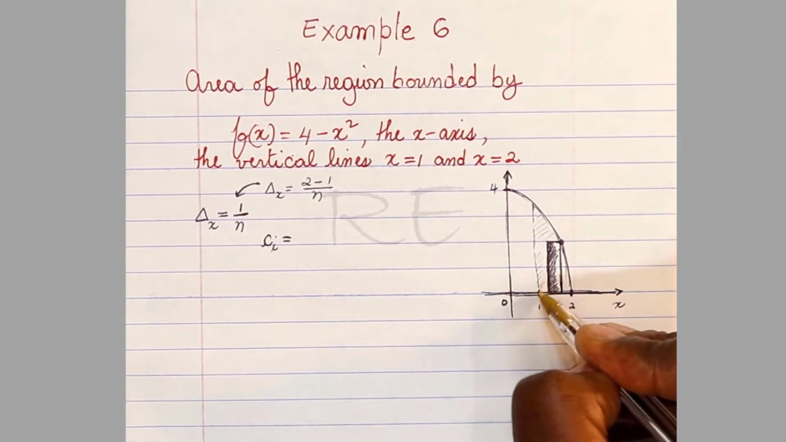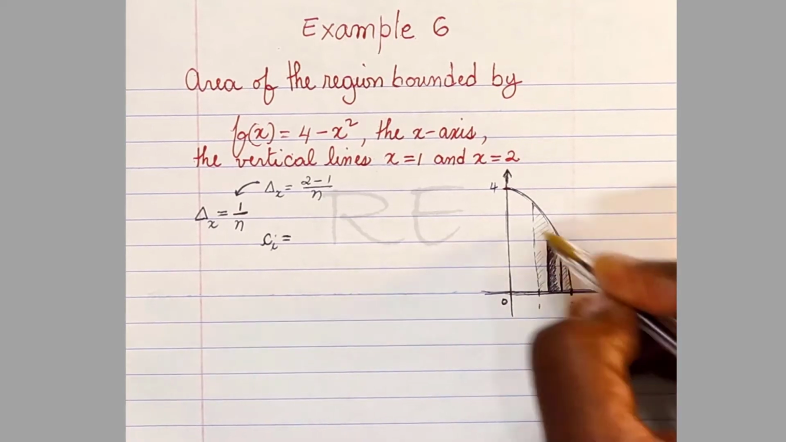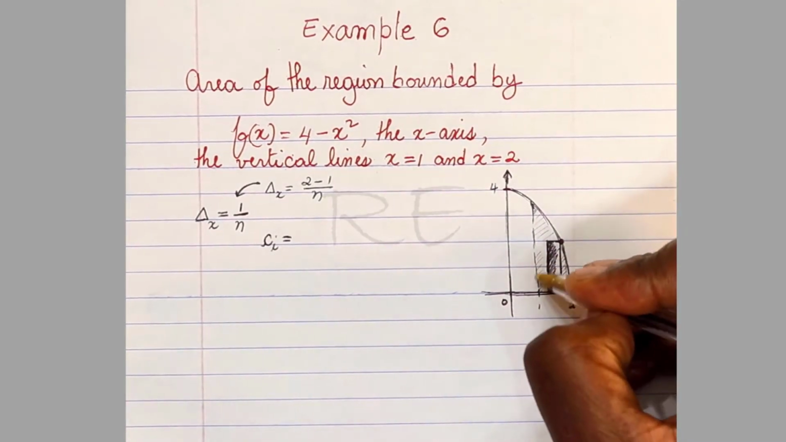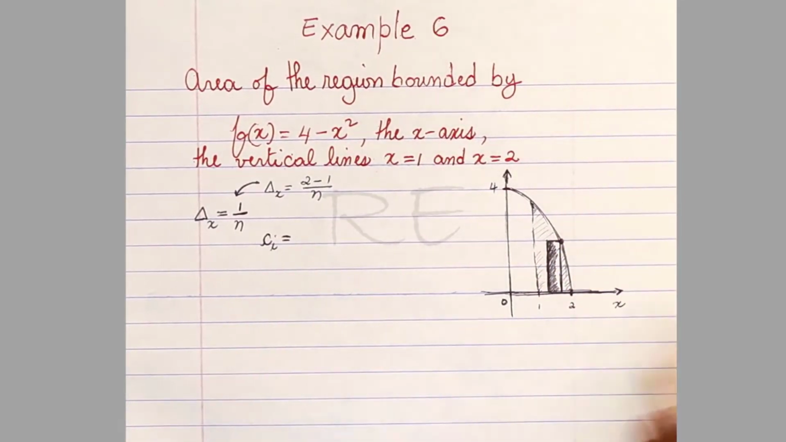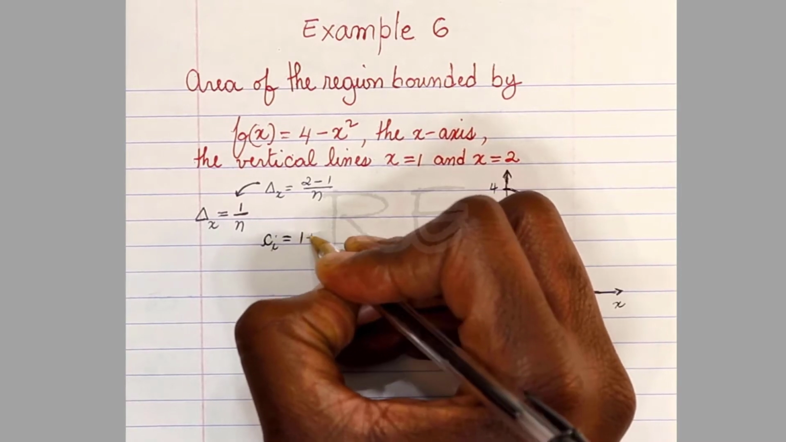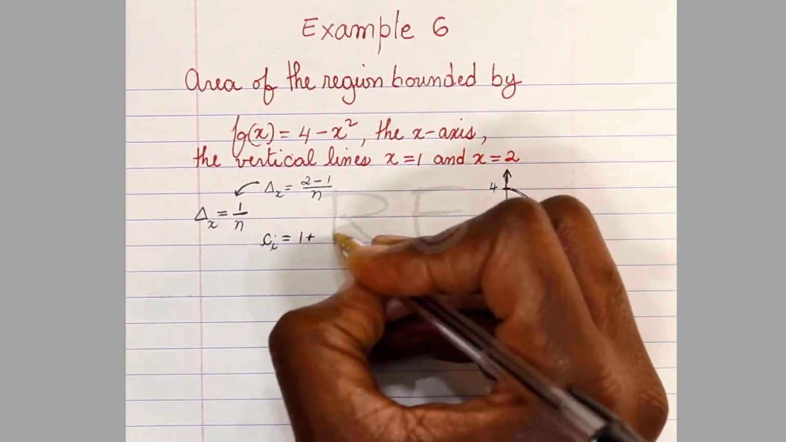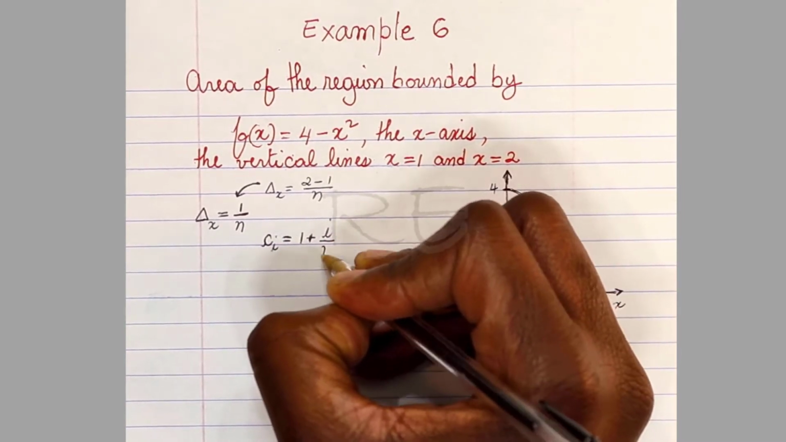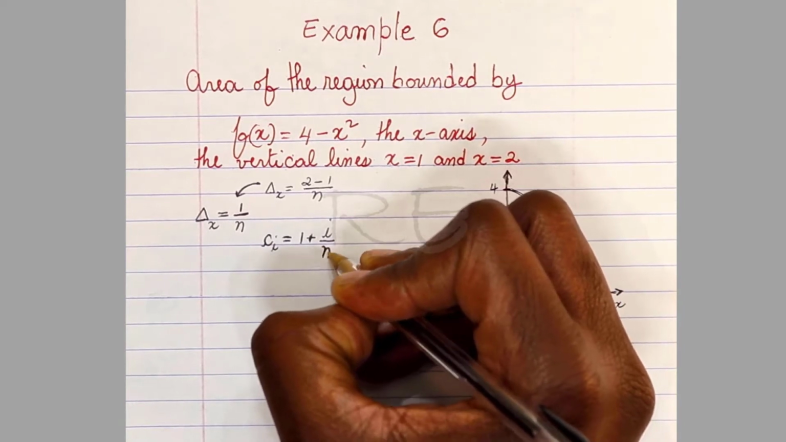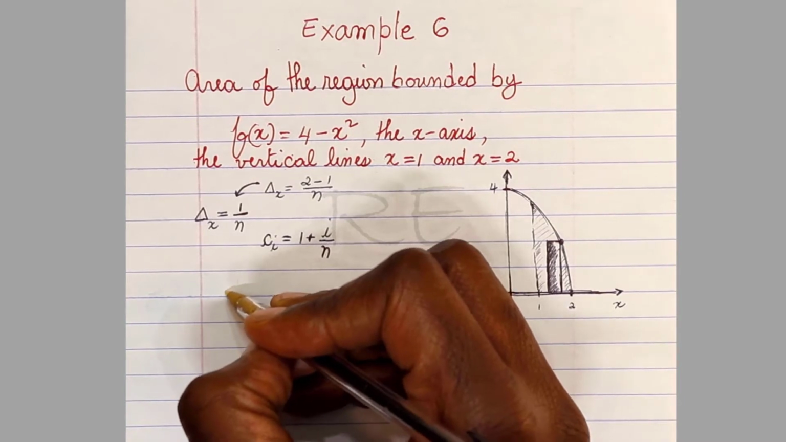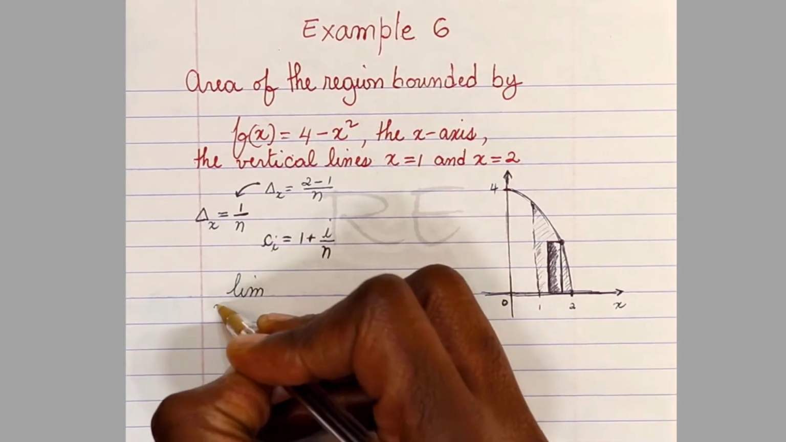And what we're going to do is add the counting mechanism to it, and the counting mechanism will be 1 over n multiplied by i. So our c subscript i will be 1 plus 1 over n multiplied by i, which is i over n. So we're going to slide it. When i is equal to 0, it'll be 1, and when i is equal to n, it'll be 2.